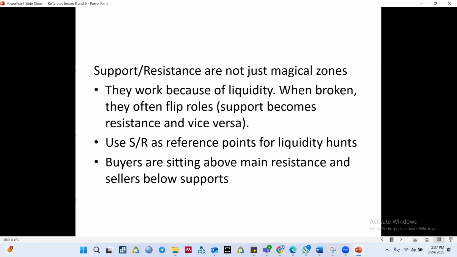So we have to use support and resistance as reference points for liquidity hunts. Always around those strong areas, there will be a run for liquidity, and we have to be conscious of it. Support and resistance exist because of liquidity, because there is money below and above them.